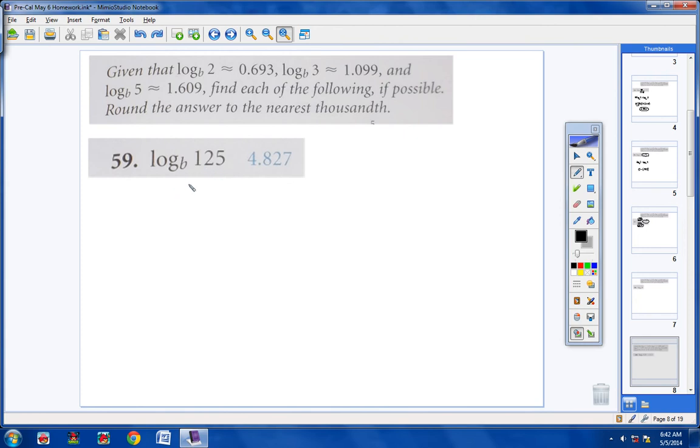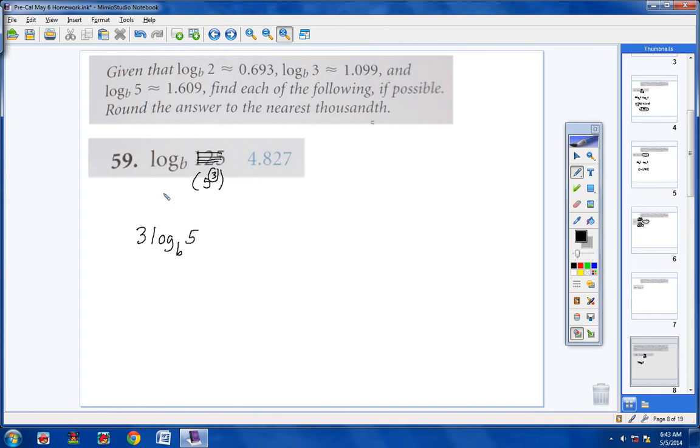Well, students, I've got to be honest. As soon as I see 125, I'm thinking of 5 to the third power. I mean, that's just me. 5 to the third power is 125. So now I have log base b of 5 to the third power, which means you can take this 3 right here and write it out to the left of the log. So you have 3 log base b of 5.